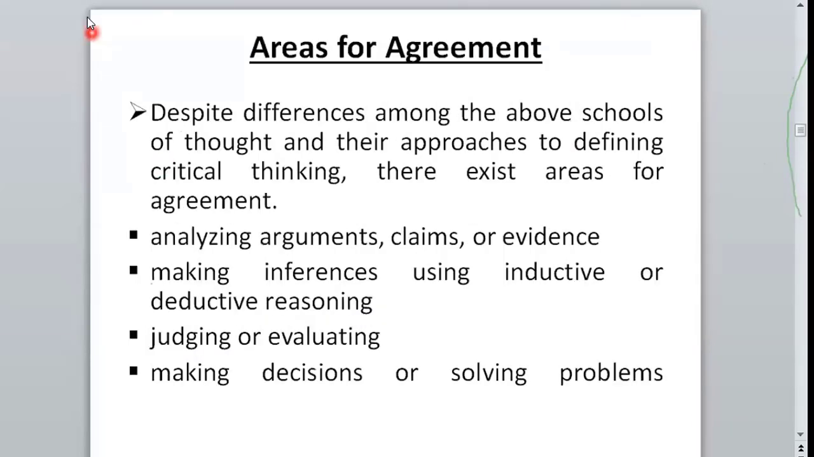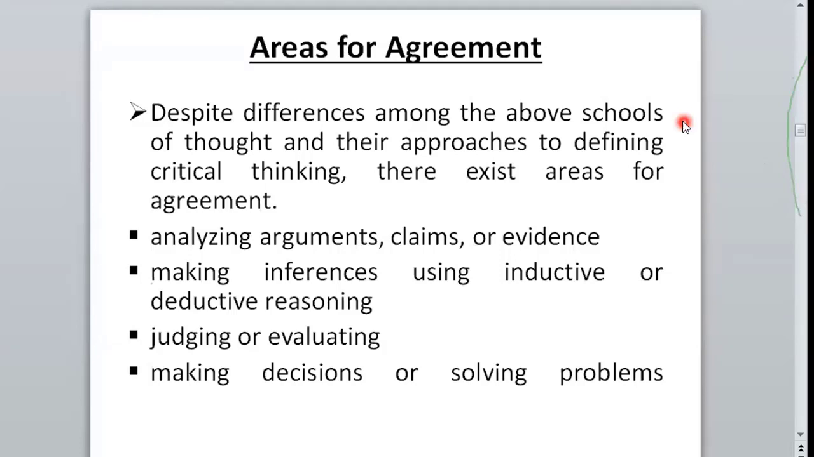Despite the differences between the two approaches, there are areas of agreement about the way they look at critical thinking. For example, the first area of consensus, or common understanding, is the analyzing of arguments. They both advocate analyzing and evaluating arguments, claims, and evidence. They support weighing of the argument. This is what the two approaches have in common.